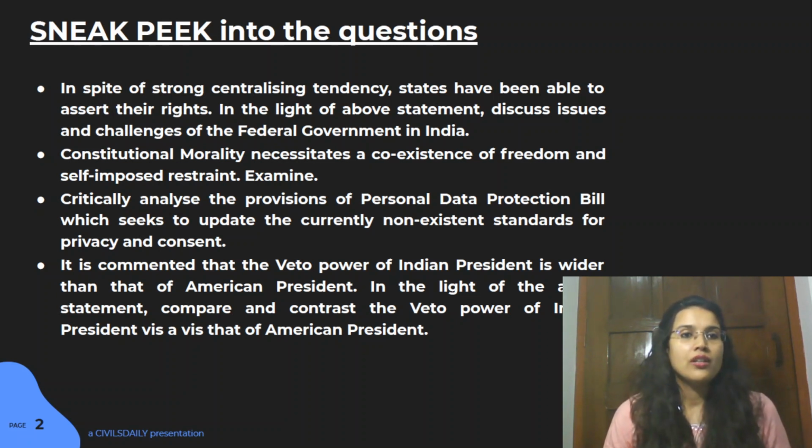The next question is talking about constitutional morality with respect to freedom and restraint. This question is basically talking about your right to freedom of speech and expression versus what restraints should be put on it. This is again a very important part of your syllabus because it has always been in the news with respect to social media and also journalists getting barred because they said something which was not acceptable. So this topic has now and then always been in the news.